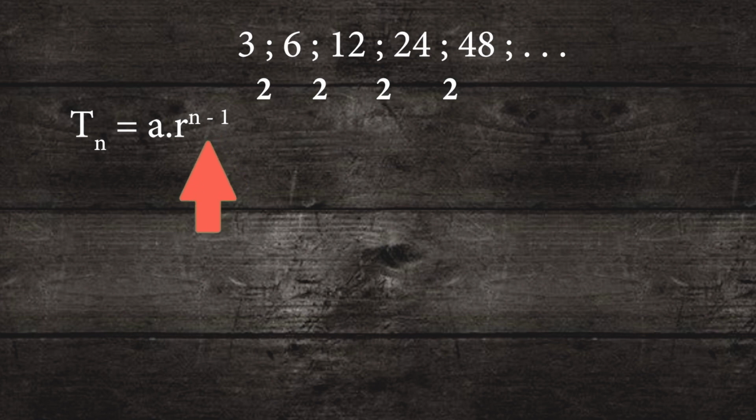Now we do simple substitution. In the place of a, we put term 1, which is 3. And in the place of r, we put the common ratio, because r is the common ratio. So the 2 goes into the place of r. And there we go. The term in the nth position is equal to 3 times 2 to the power of n minus 1. We leave it just like this. We cannot multiply these two bases because we can only multiply bases when they are exactly the same, when they have exponents, right? You remember that.